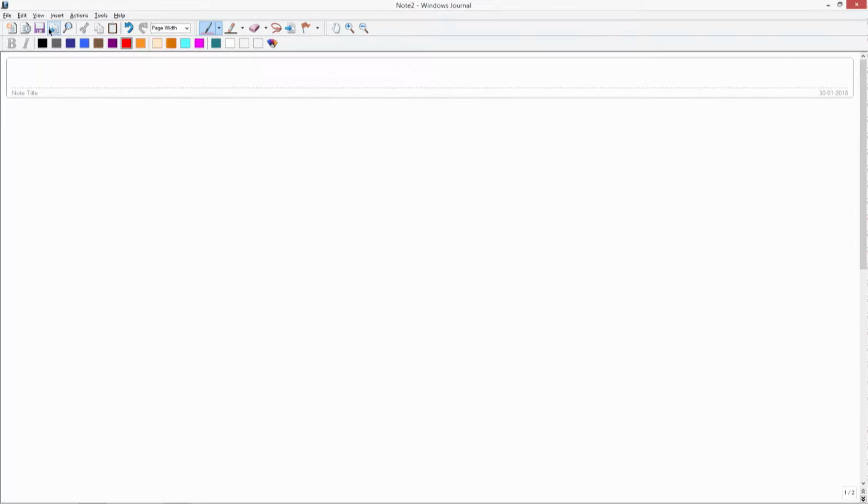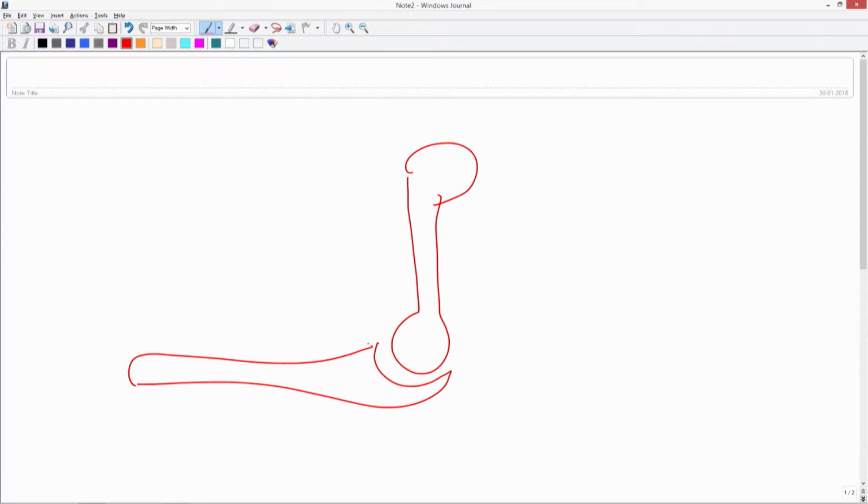Let us take a hypothetical situation where we are taking an object in our hand. This is the femur bone, this is the forearm bone. We have this muscle which is connecting this bone to the femur bone, and for every muscle there is an antagonist muscle.